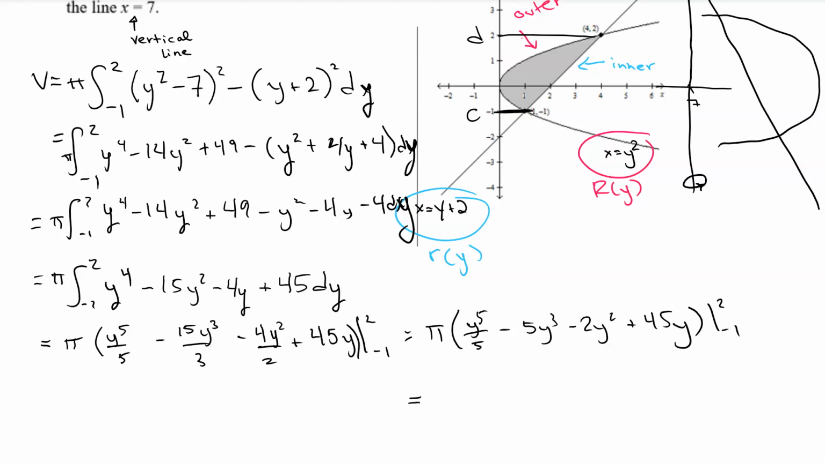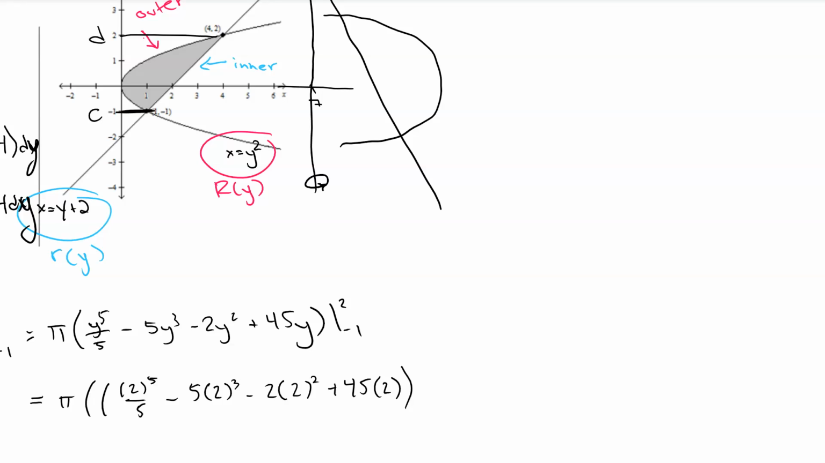All right, now we substitute in those values. So I've got 2 to the 5th over 5 minus 5 times 2 to the 3rd minus 2 times 2 to the 2nd plus 45 times 2. And then our other bound is negative 1, so we substitute that in. So negative 1 to the 5th divided by 5 minus 5 times negative 1 cubed minus 2 times negative 1 squared plus 45 times negative 1.